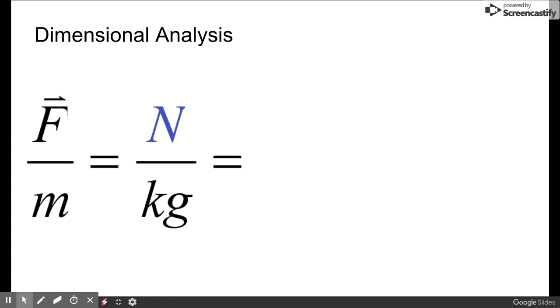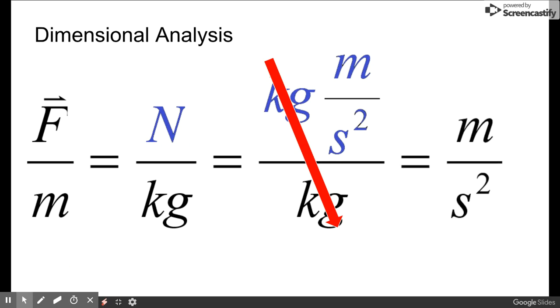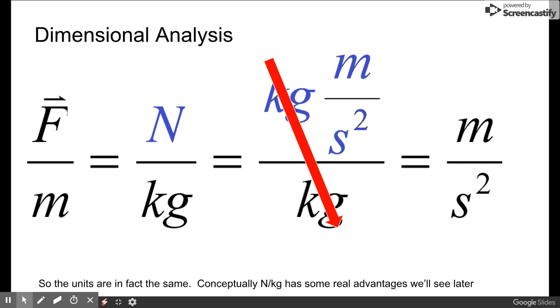That's supposed to be acceleration, but it gave us newtons per kilogram. Let's remember, newtons mean something. A newton is a kilogram meter per second squared. That's what it is in fundamental units. And notice the kilograms will cancel, leaving us only with meters per second squared. So in fact, a newton per kilogram is the same thing as a meter per second squared.